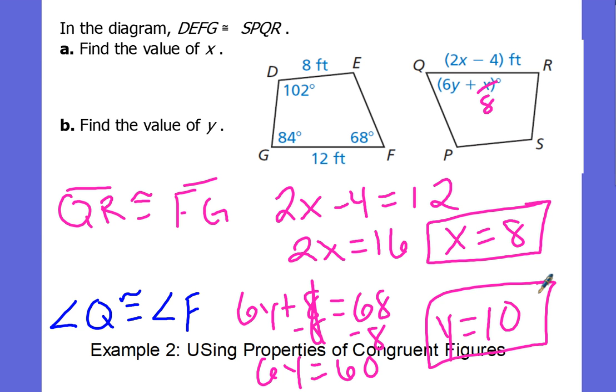So I'm hoping that helped us to identify some characteristics of corresponding figures and also how we can tie in some algebraic equations into solving for missing sides and angles.